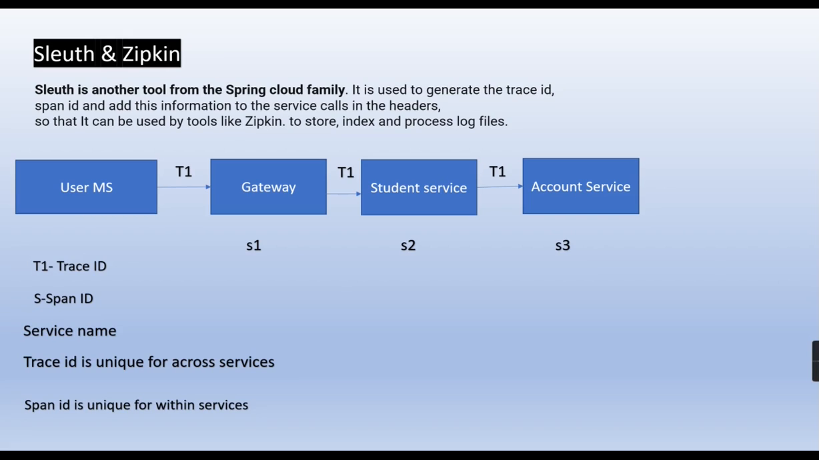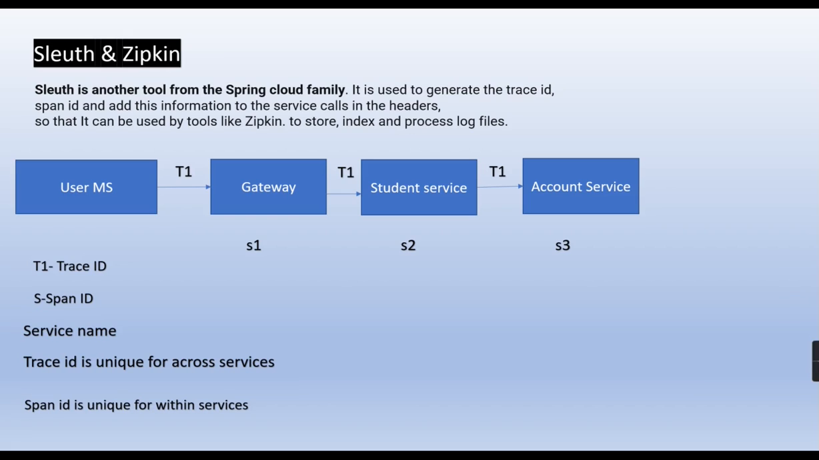Sleuth is one kind of configuration, and Zipkin comes in the form of a jar file that is treated as a server. I will show you how to download the Zipkin server, but let us focus on the concept itself. Whenever the user microservice is trying to hit the gateway, and wants to hit a student service, via the student service it may connect with the account service also.